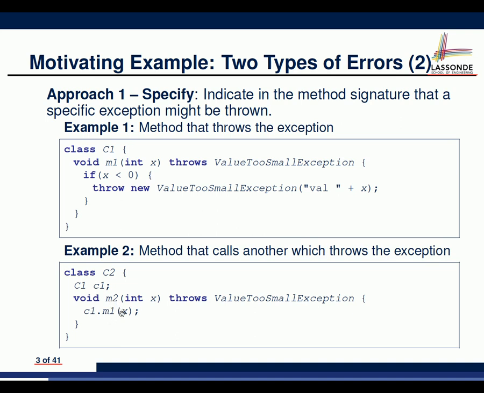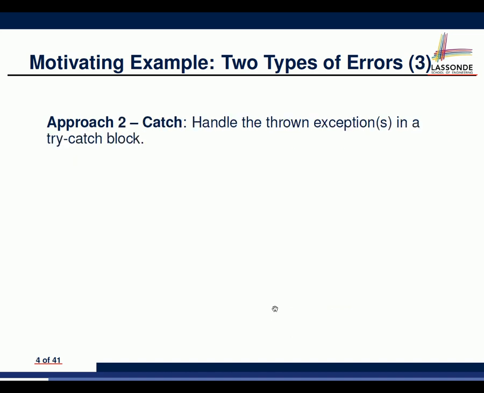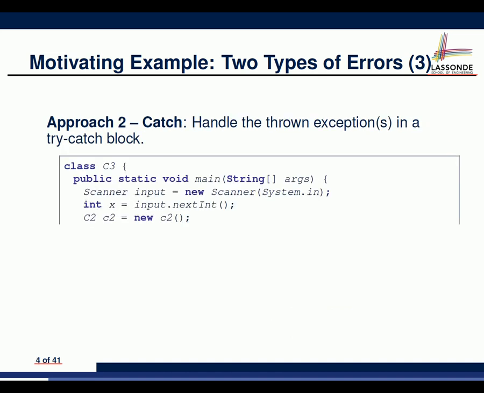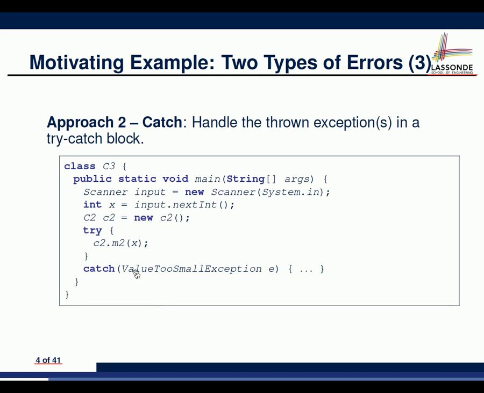Now let's take the specify option, which means we simply say I don't want to handle that right away, so I throw that exception as well. That's an easy option. Option number two, with a similar setup, now I'm trying to call M2 over here, which might throw that exception. I can do try and catch. It's just a very quick recap of what we did last time.